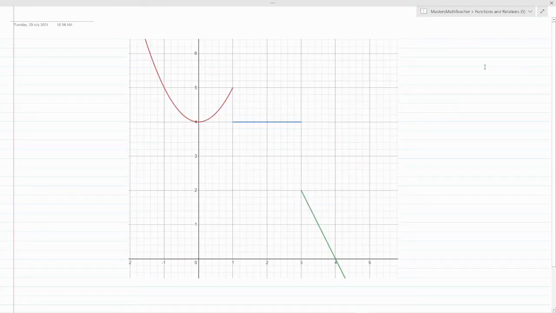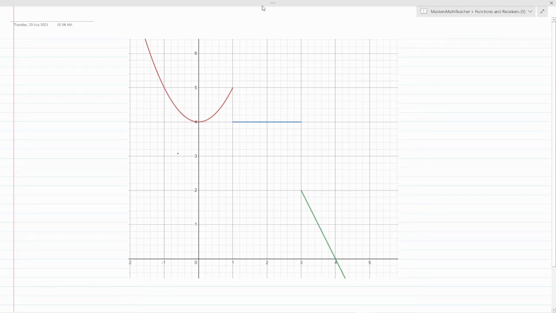Now there's one final thing I wanted to go through in this video, and that's how to go the opposite way. So previously, what we've been doing is going from a function notation to a graph. What if we get given a graph and we get asked to write this in piecewise notation? So let's do that here.